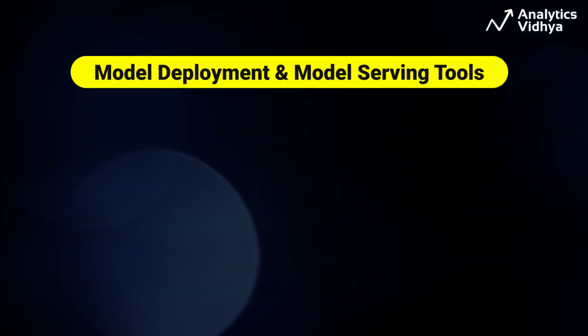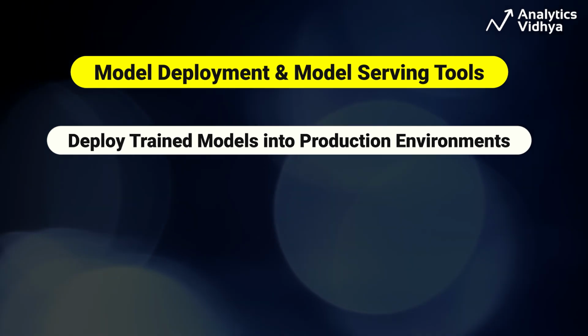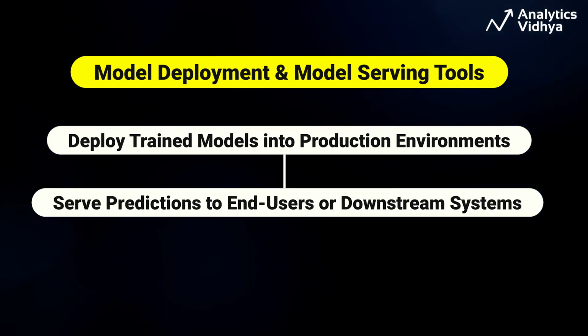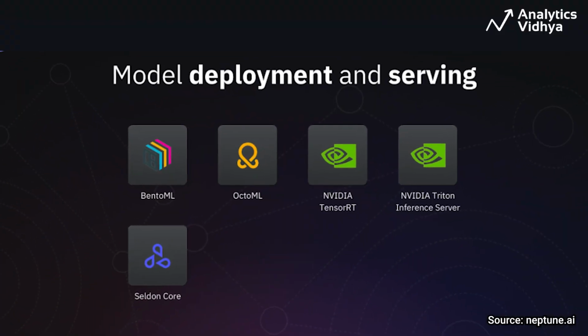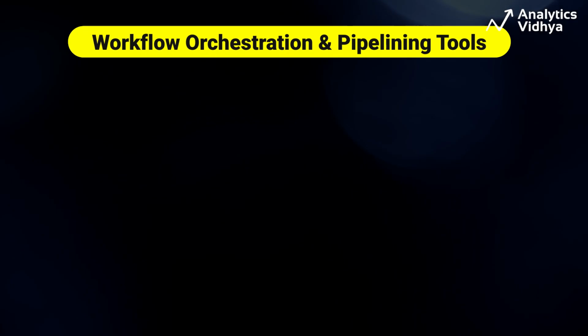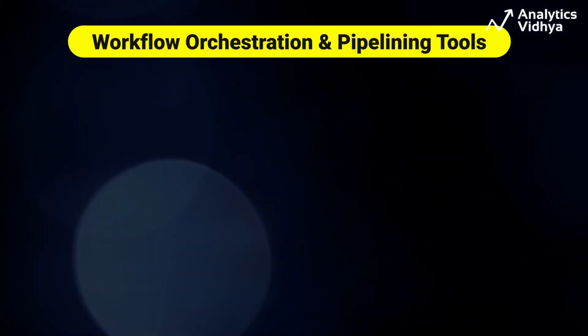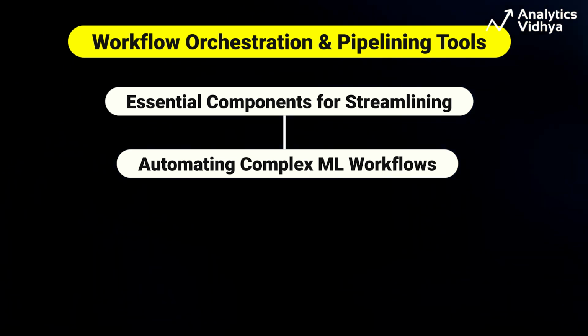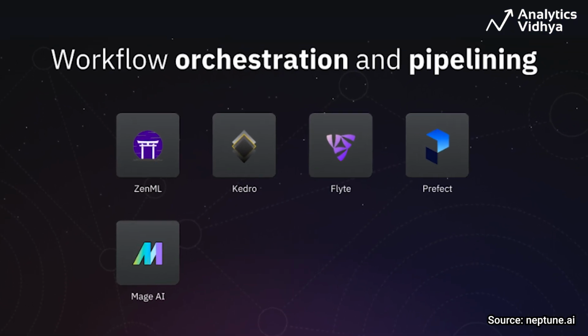We also need tools for model deployment and serving. Model deployment and model serving tools enable you to deploy trained models into production environments and serve predictions to end users or downstream systems. These are the set of tools for this particular function. There is a need for workflow orchestration and pipeline tools too. They are essential components for streamlining and automating complex ML workflows. These are the tools you can check out.